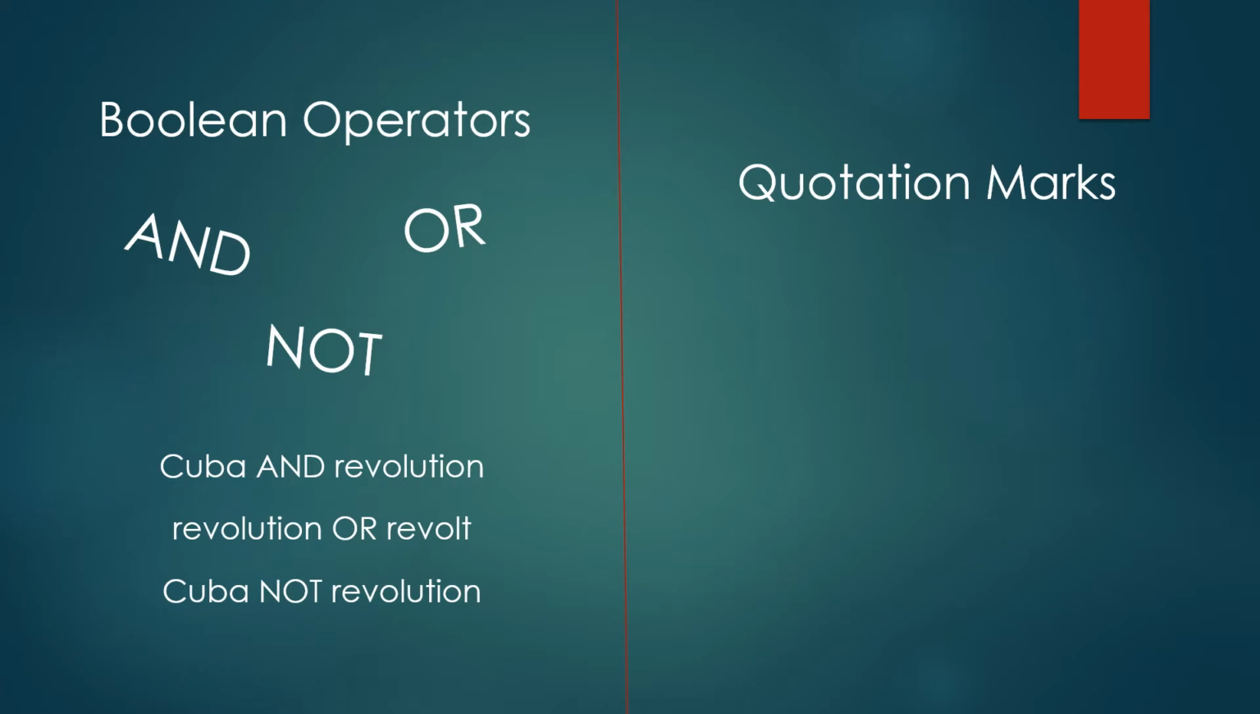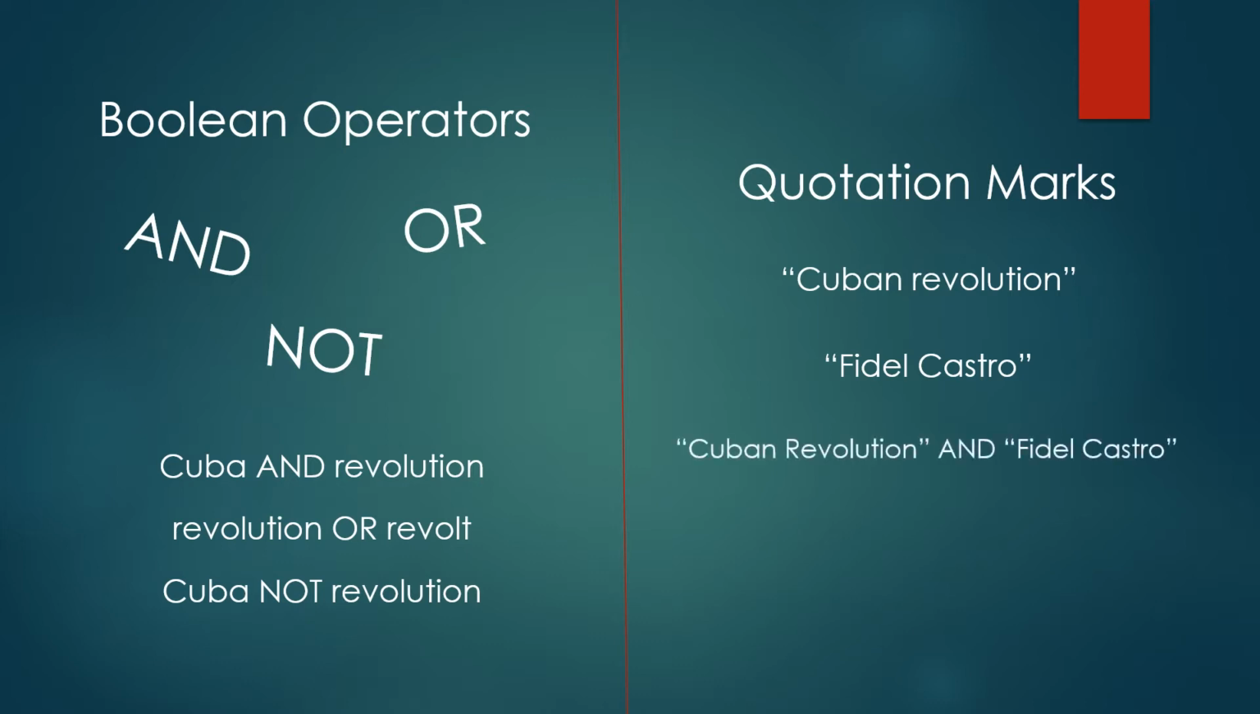Quotation marks allow you to combine words into search phrases. If you search for Cuban Revolution without the Boolean operator and, you're going to get some results that have to do with just Cuba or just revolution, plus those that combine them. Using quotation marks is an easy way to limit your search with minimal work.